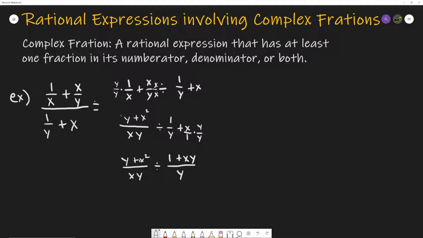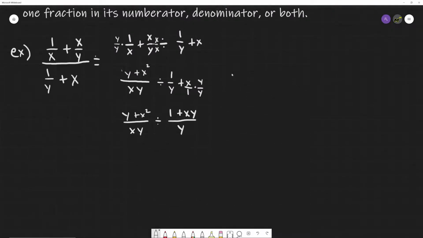We can't really factor anything or multiply anything else together. So I'm going to multiply by the reciprocal. Instead of dividing and doing long division or synthetic division, we're going to multiply by the reciprocal. So we have y plus x squared over x times y, multiplied by y over 1 plus xy. Much better. Okay, and so we're very, very close to having this completely simplified.